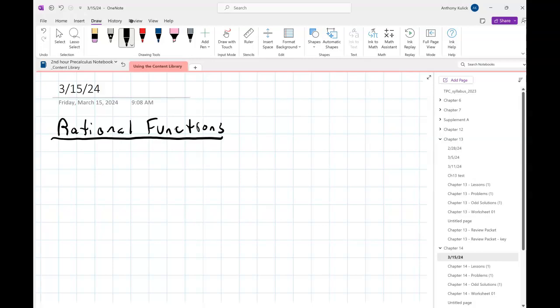Chapter 14 is all about rational functions. Again, this should have been something that you talked about in your Algebra 2 class. Maybe it'll ring a bell, maybe it won't, but you possibly have done it before. We say a rational function is something of the form f of x equals p of x over q of x, where p and q are polynomials.